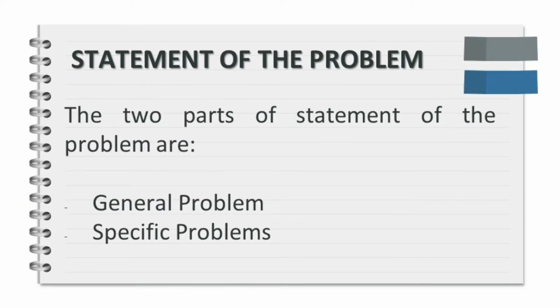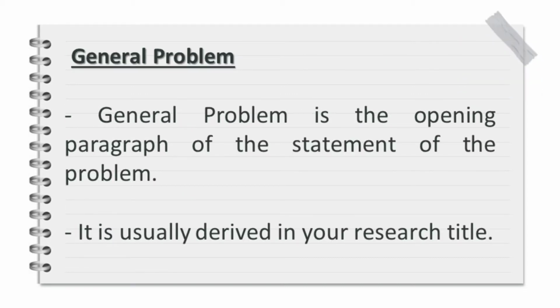In formulating the problem statement in a research paper, there are two types of problems which should be considered. These are the general problem and the specific problems. When we say general problem, it is the opening paragraph of the statement of the problem. It is usually derived in your research title. General problem is written in declarative form. You just need to restate your title to transform it as a general problem.